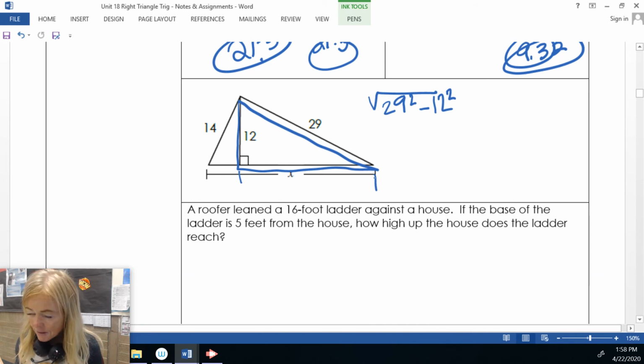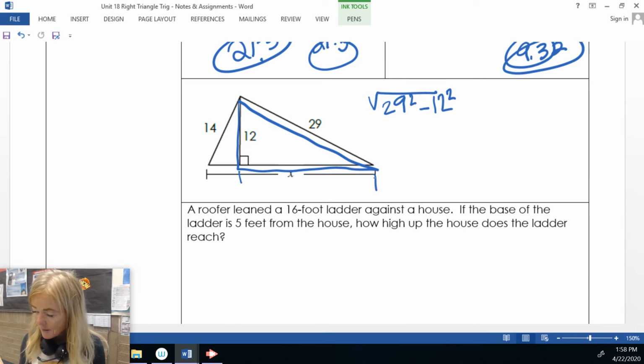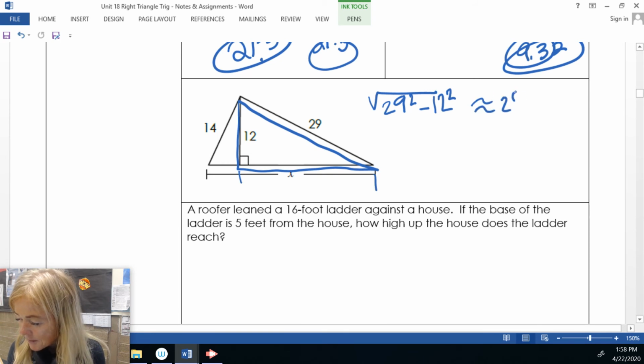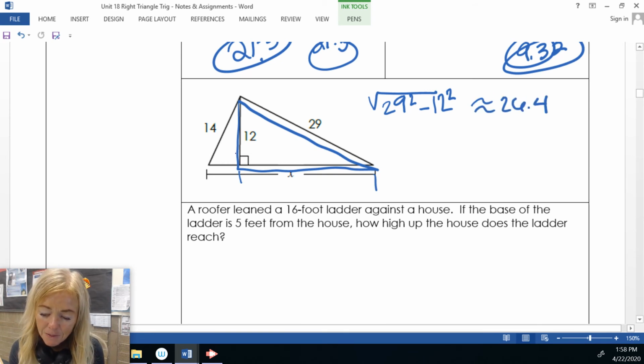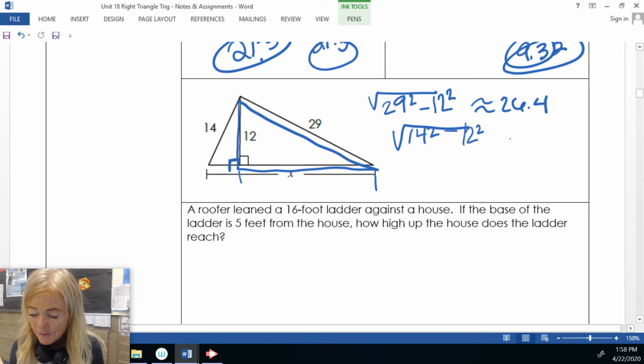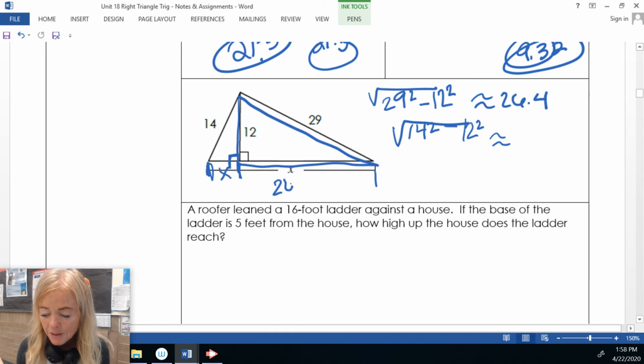So square root of 29 squared minus 12 squared is approximately 26.4. And then here we have another right triangle because of that angle right there. And we have a hypotenuse of 14. So 14 squared minus 12 squared is going to be the other side, which is this part right here that we're looking for. We know this part is 26.4 between here and here.